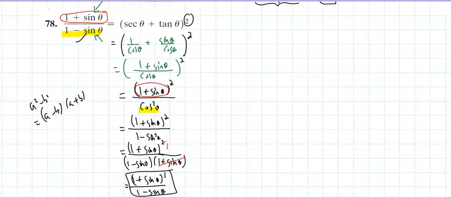Okay, how come that's not working? There, much better.